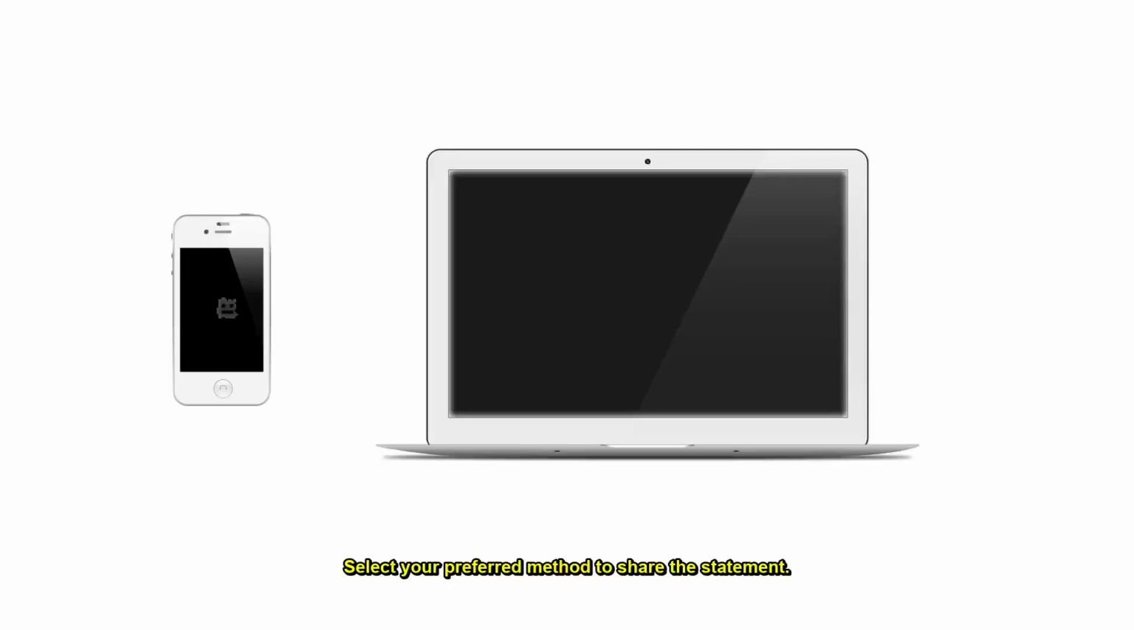Look for the Share or Download icon, usually located in the upper right corner. If you want to download, tap the Download icon. Choose the location on your device where you want to save the file. If you prefer to share the statement, select the Share icon. This will give you options to share via email or other platforms. Select your preferred method to share the statement.